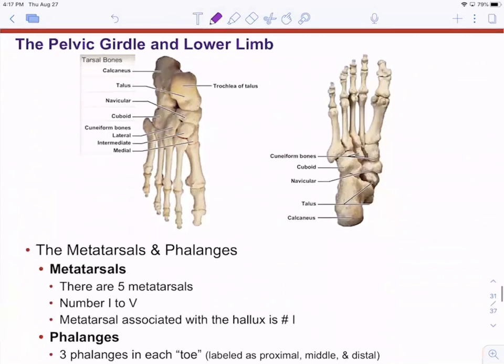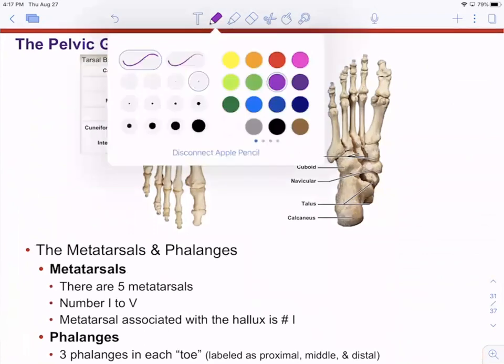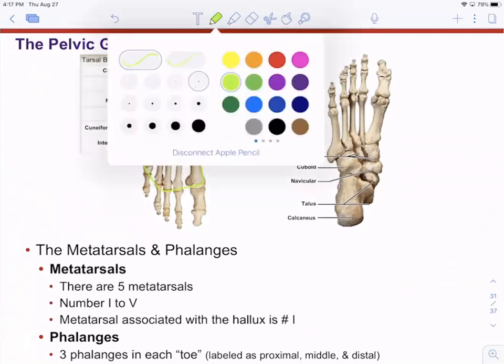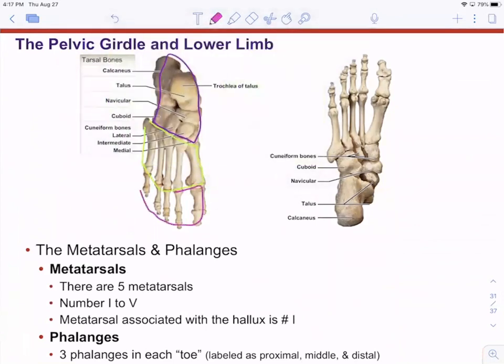As far as tarsal bones, these right here, your tarsal bones. These are your metatarsals. And then we have the phalanges here, right? So phalanges, metatarsals, and tarsals. And the tarsals, you have a heel, which is your calcaneus, right? So the calcaneus is your heel bone.